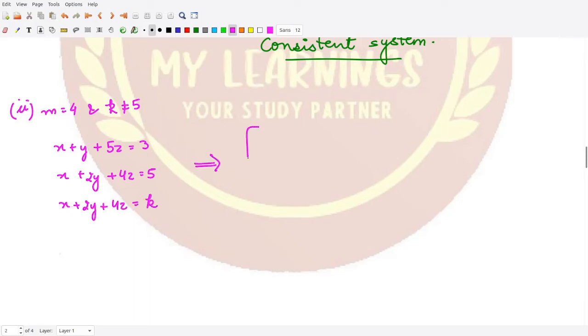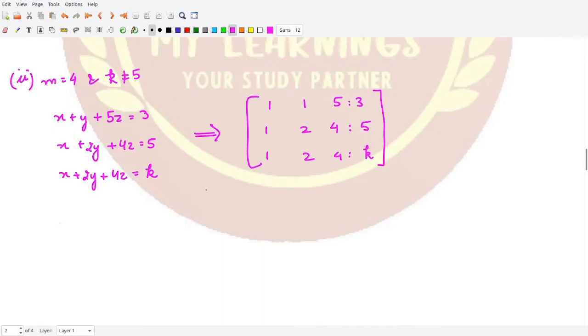So we can again convert this into the corresponding matrix form. It is 1, 1, 5 colon 3, then 1, 2, 4 colon 5, then 1, 2, 4 colon k. We are just writing the coefficients. Here again we would like to make our matrix into echelon form. On R2 we apply the operation R2 minus R1, and on R3 we apply R3 minus R2. The matrix we get afterwards is 1, 1, 5 colon 3 as the first row, then 1 minus 1 is 0, 2 minus 1 is 1, 4 minus 5 is minus 1, and 5 minus 3 is 2.